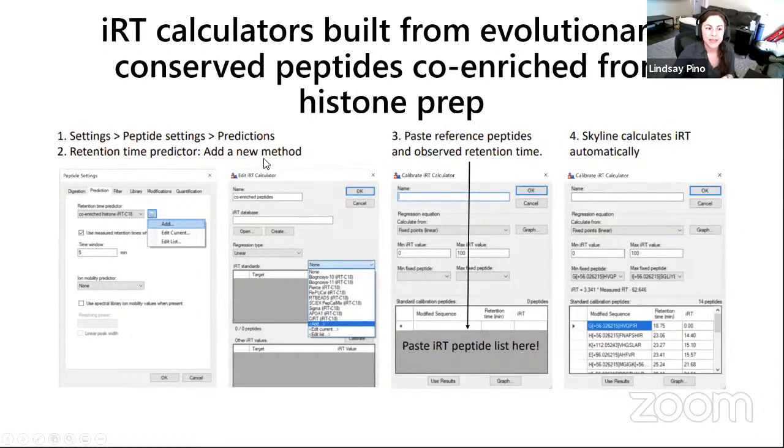But when you get to this edit IRT calculator, in the drop-down menu, you can choose add, and then you can paste whatever peptides you want to use in here. There are some tips and tricks that we can talk about if people are curious to pick peptides that are going to work well. But the sky's the limit. Anything that's in your sample, you can build an IRT calculator for.